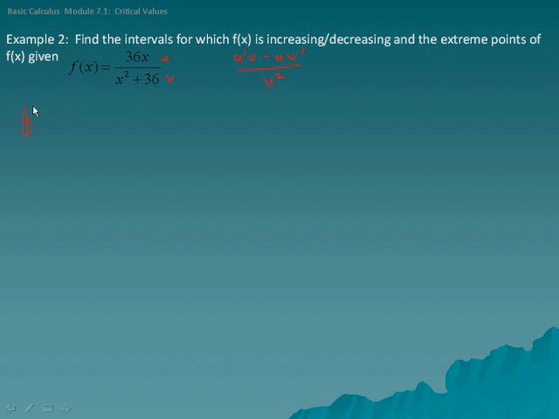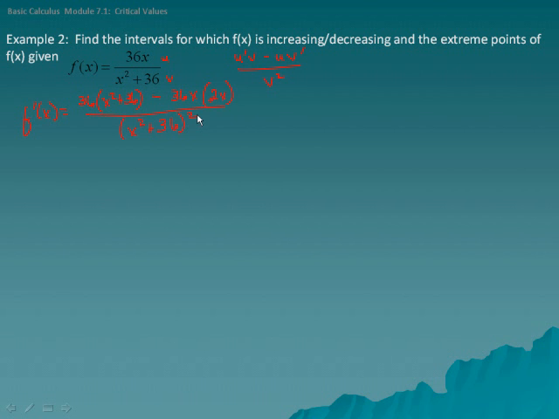So we're going to get f prime of x is going to be equal to the derivative of u, which is 36, times v, which is x squared plus 36, minus u, which is 36x, times the derivative of v, which would be 2x, all over x squared plus 36 quantity squared.